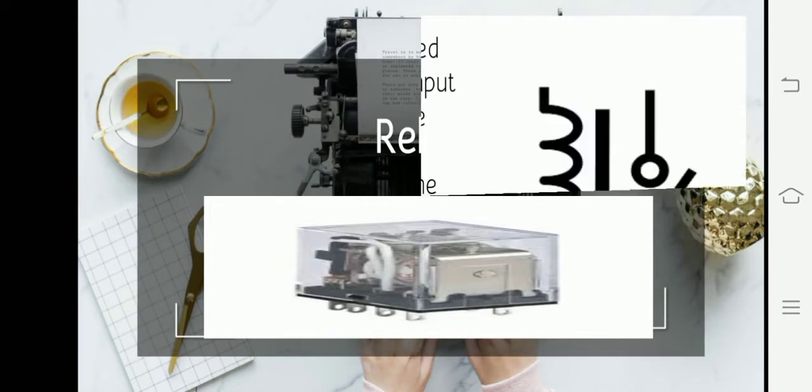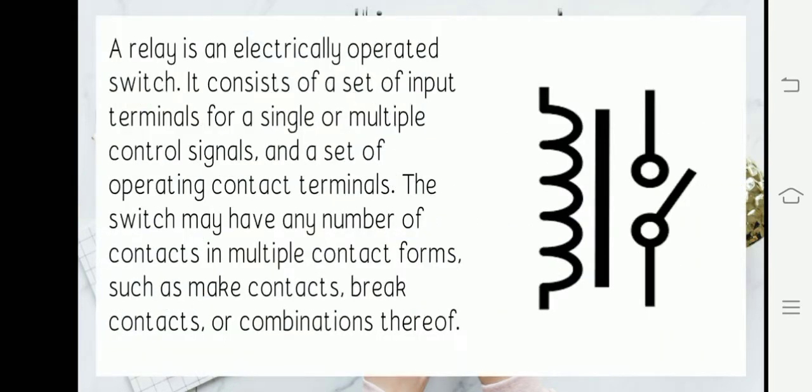Lastly is the relay. A relay is an electrically operated switch. It consists of a set of input terminals for a single or multiple control signals and a set of operating contact terminals. The switch may have any number of contacts and multiple contact forms, such as make contacts, break contacts, or combinations thereof.